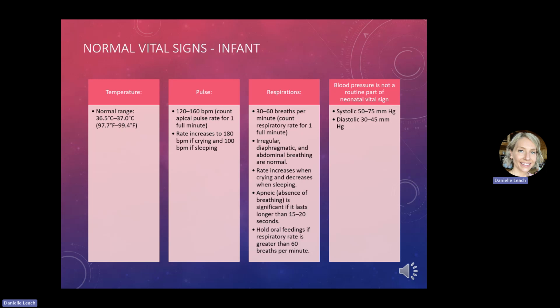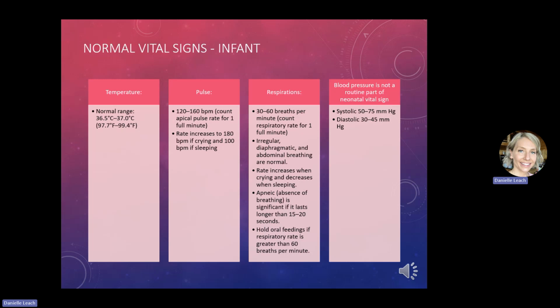And we do want to hold any oral feedings if the respiratory rate is truly greater than 60 breaths per minute. If they're breathing faster than that, it's just not safe for them to eat orally because of the risk of aspiration. So if it is sustained over a long period of time, they may need something like a feeding tube. Blood pressure is not a routine part of neonatal vital signs, with some exceptions.